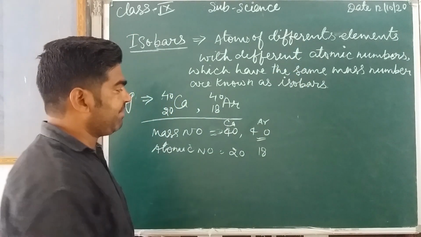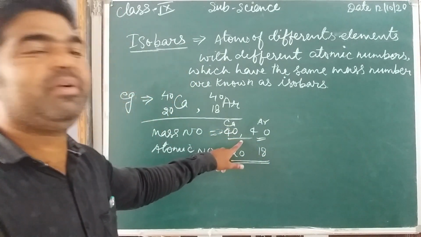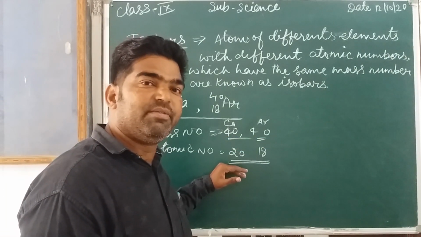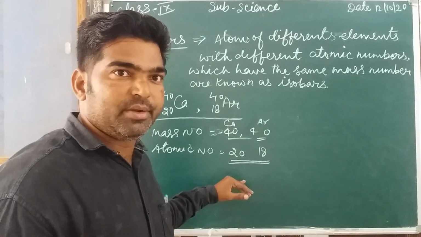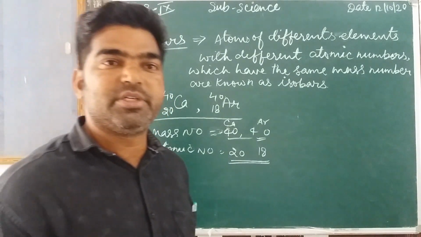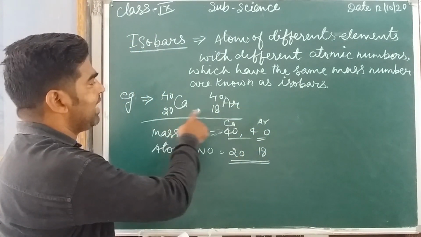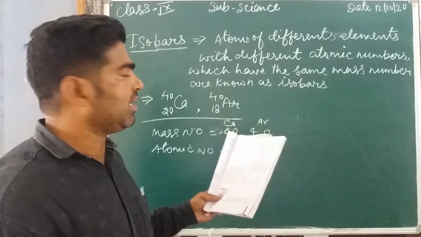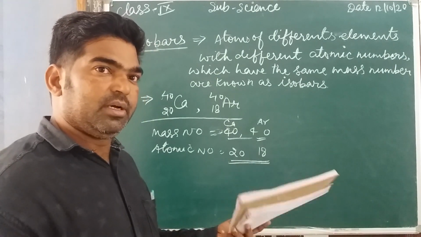So by this definition, the elements which have the same mass number but different atomic numbers are known as isobars. I hope it's clear. Write down this definition and this example. Calcium and argon are an example of isobars. Many more examples of isobars are there. You can find them in a reference book or on the net.